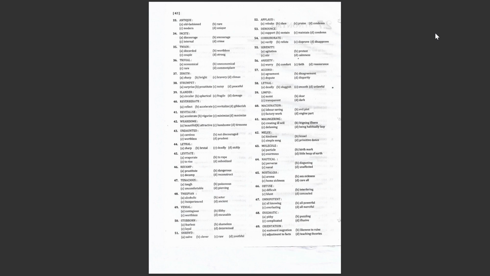Antique is used for artifacts, for artworks, for objects basically that are more than 100 years old. कोई 10 साल पुरानी चीज़ को एंटीक नहीं बोला जाता. Antique is used for articles, objects that are more than 100 years old. So the correct option would be A, old fashioned. This was the easy one. I am sure आपको पता ही होगा.